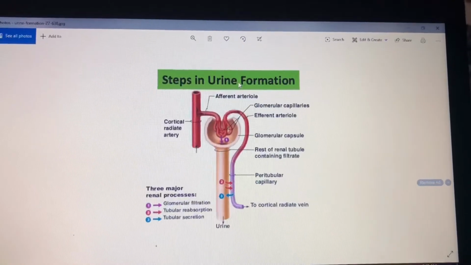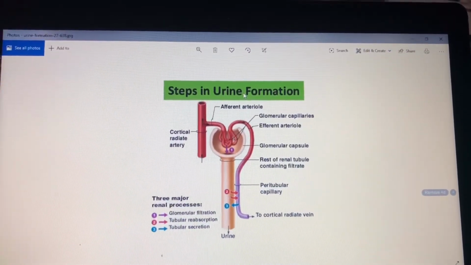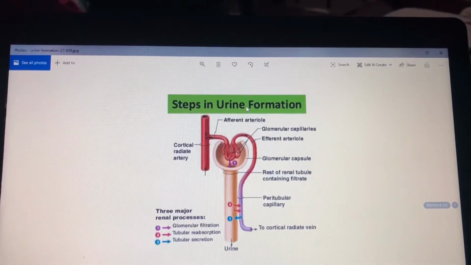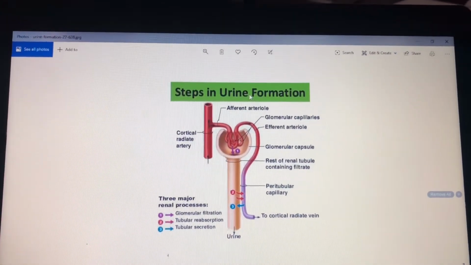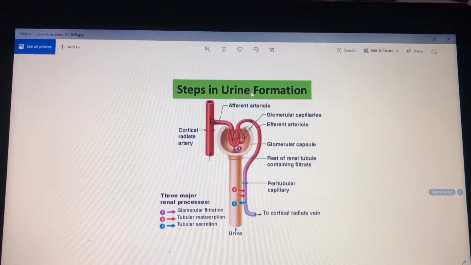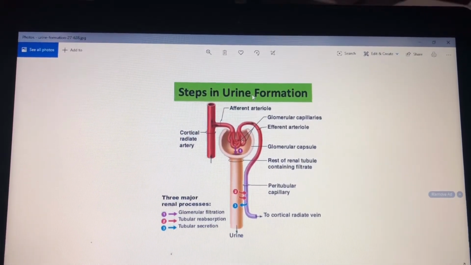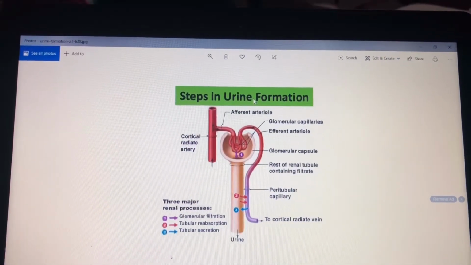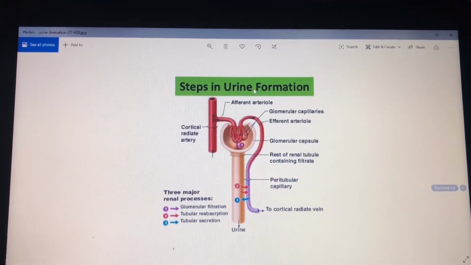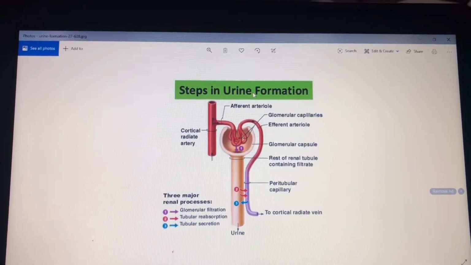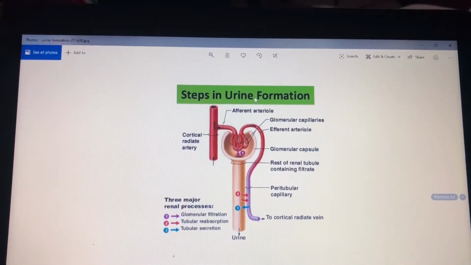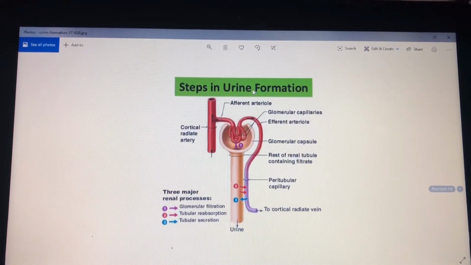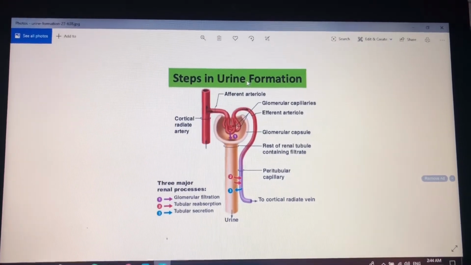In the first step, inside the glomerulus, blood pressure pushes fluid from capillaries into the glomerular capsule through a specialized layer of cells. This layer, the filtration membrane, allows water and small solutes to pass but blocks blood cells and large proteins. Those components remain in the bloodstream. The filtrate, or the fluid that has passed through the membrane, flows through the glomerular capsule further into the nephron.